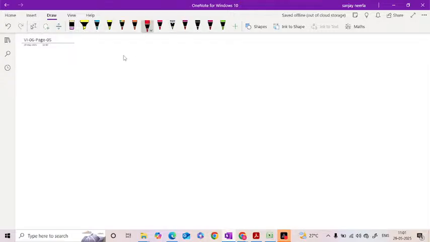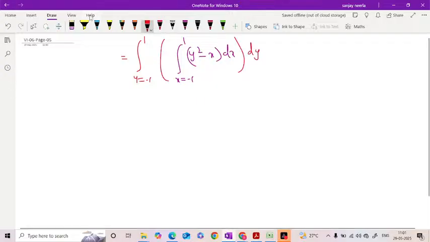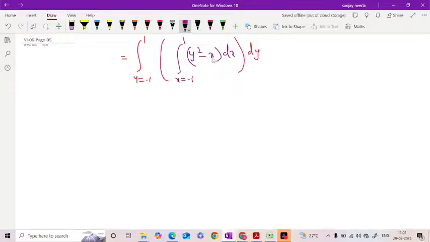So the integral y is equal to minus 1 to plus 1 and x is equal to minus 1 to plus 1 of y square minus x dx dy. Now this is with limits from minus 1 to plus 1. This is the odd function, so it is entirely 0.